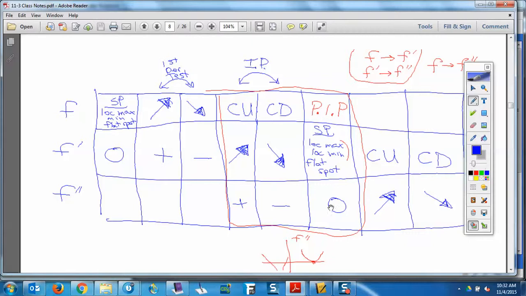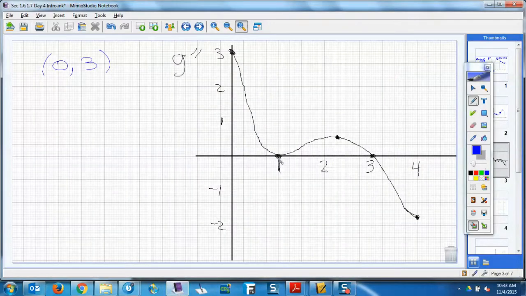So, if the second derivative is 0, it's possibly an inflection point, but doesn't have to be. So, right here, the second derivative is 0. We don't have a change in concavity because G double prime is positive and then stays positive. So, G would be what?